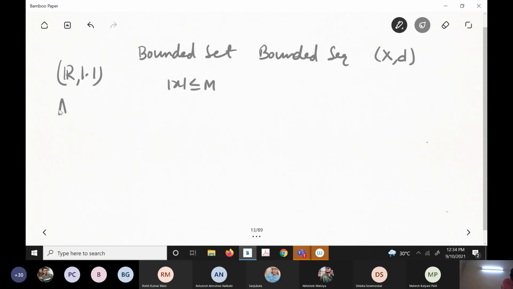A is a subset of R. It's called bounded if for all x belongs to A, there exists some number M. But this means actually you are taking this. So 0 was the reference point. Actually the reference point.